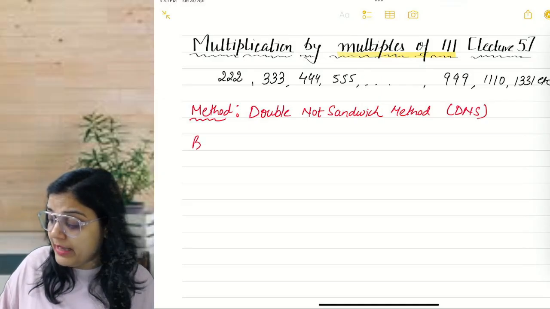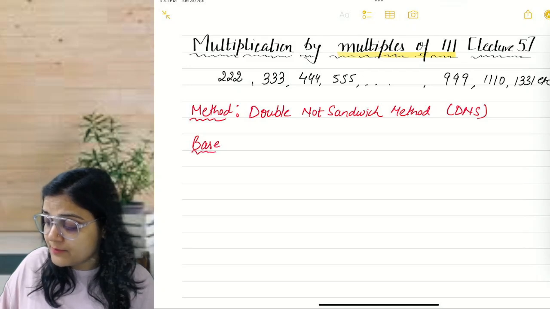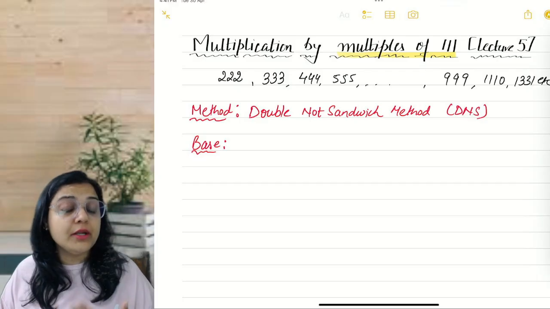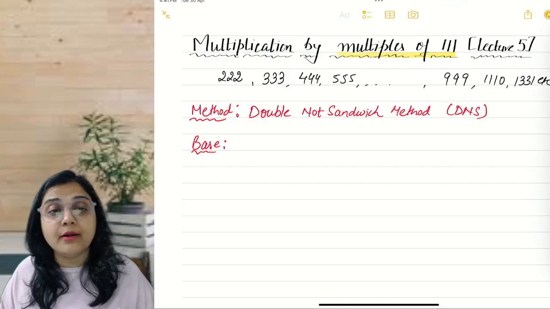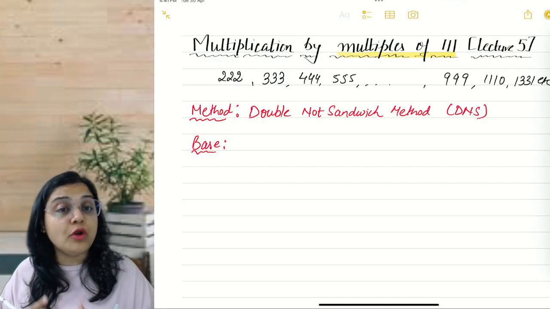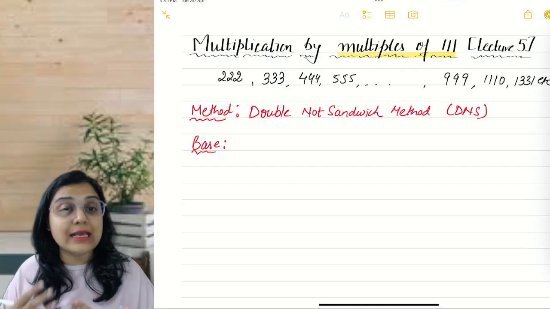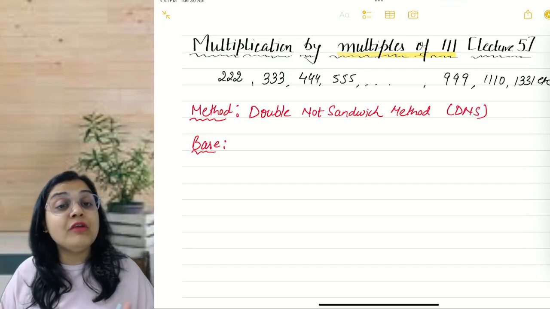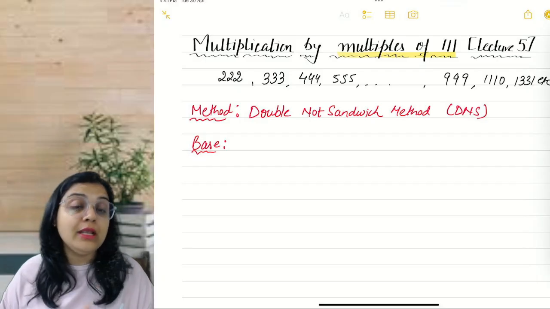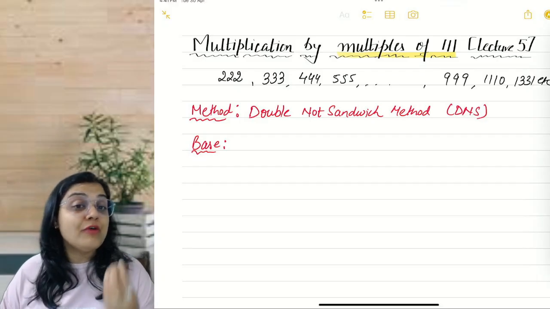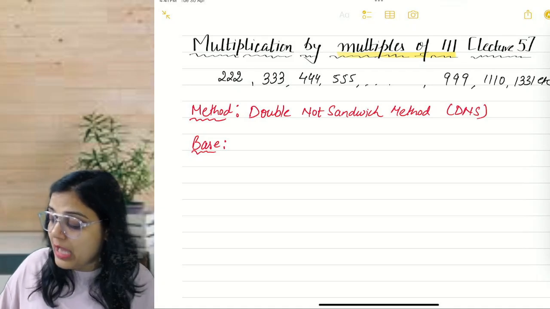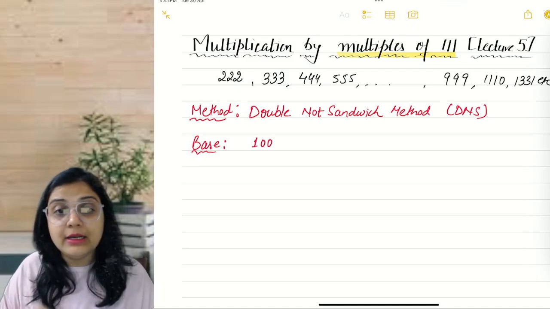And what will be the base for these numbers? Though the base for 222 is 200, for 333 the base is 300, for 444 the base is 400. But we will use the double knot sandwich method, for which we use the base as 100. And we are going to convert this number in such a situation where we have to use base 100 only, because we are going to further factorize the given multiple of 111. Alright. So I am going to take the base as 100 itself.